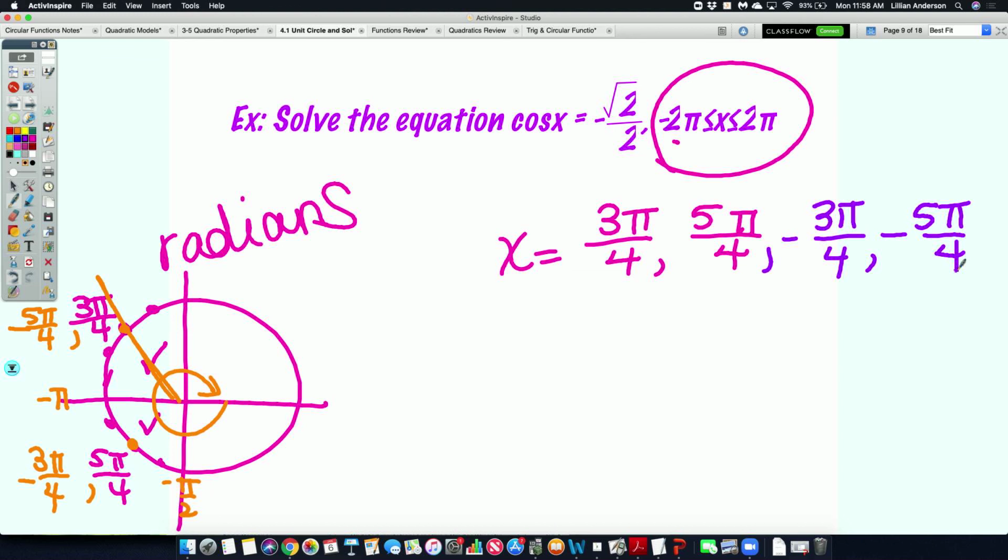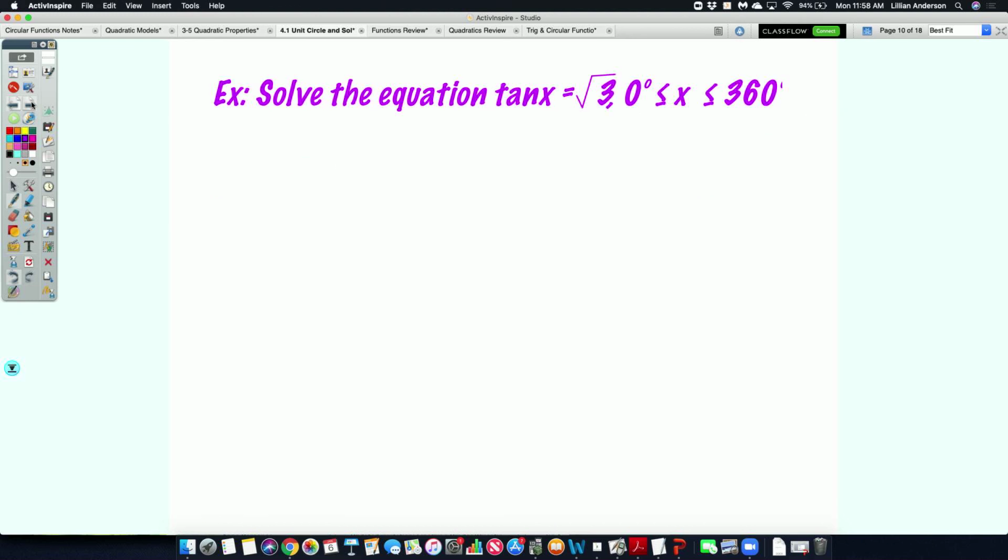Let's look at the next one. Tangent x equals the square root of 3. This time we're going between 0 and 360 degrees. So that means all of my solutions should be written how? In degrees. Okay, so always make sure you look at your domain so you provide the correct solutions. Okay?